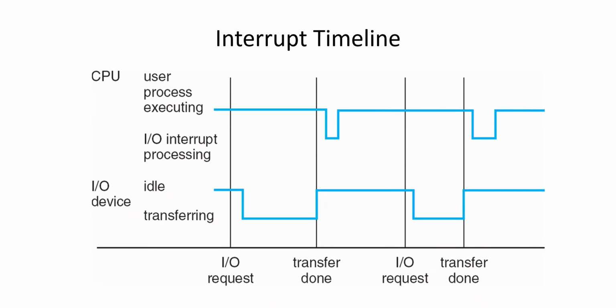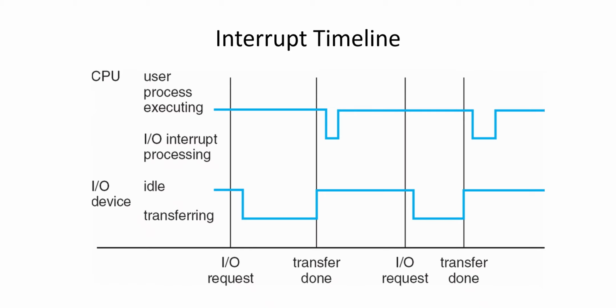Let's visualize this with a timeline diagram. At the top, we see the CPU's activity, executing the user process, shown as a flat blue line. Below that, we see the I/O device state, either idle or transferring data. Watch what happens at the I/O request mark. The I/O device switches from idle to transferring.